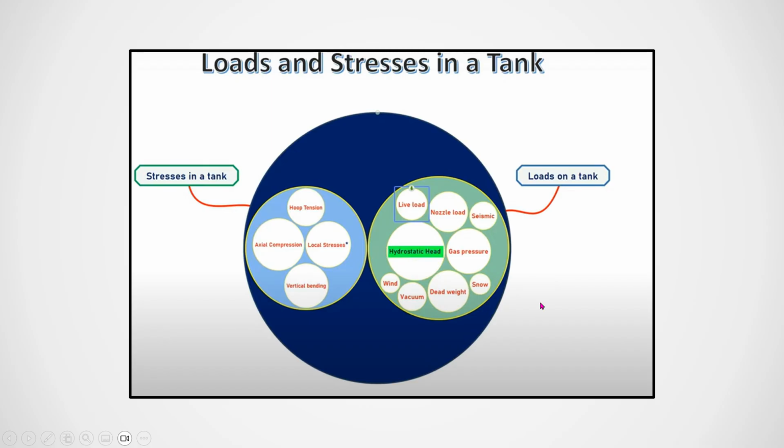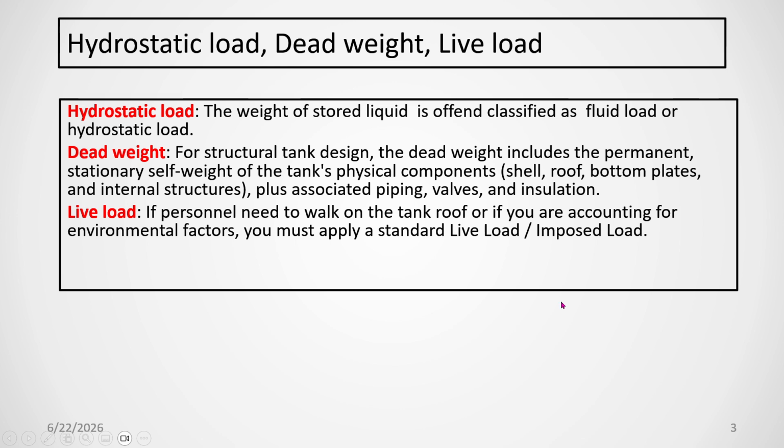Due to these loads on the surface of the tank, the tank is subjected to hoop tension, axial compression, local stresses, and vertical bending. These are the consequences of the loads. So tanks are subject to hoop stress, axial compression, local stresses, and vertical bending, etc. Now we are going to discuss what the loads are.